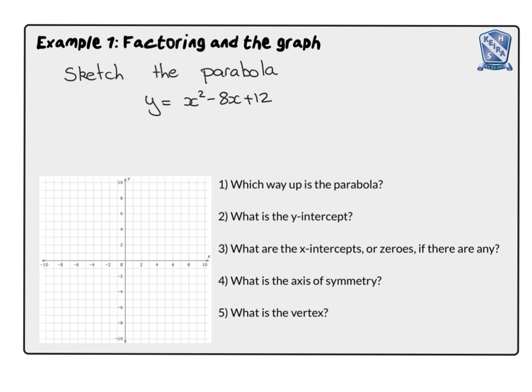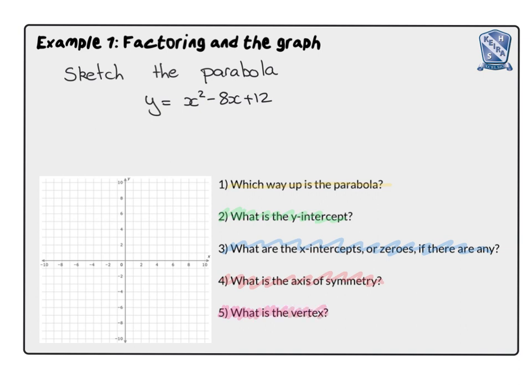Question 1, which way up is the parabola? Question 2, what is the y-intercept? Question 3, what are the x-intercepts or zeros, if there are any? Question 4, what is the axis of symmetry? And question 5, what is the vertex?